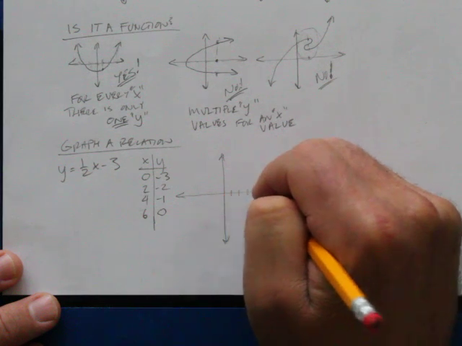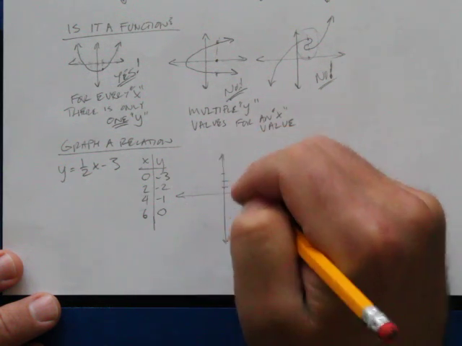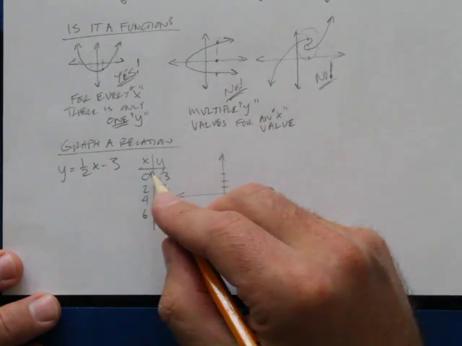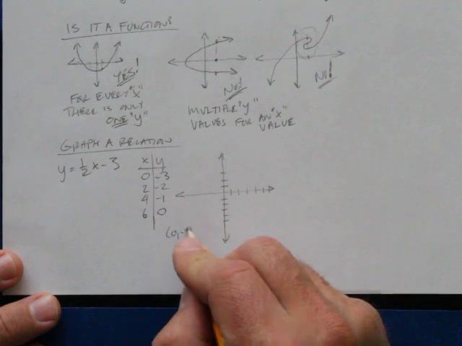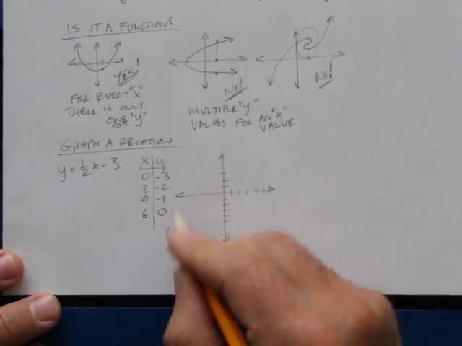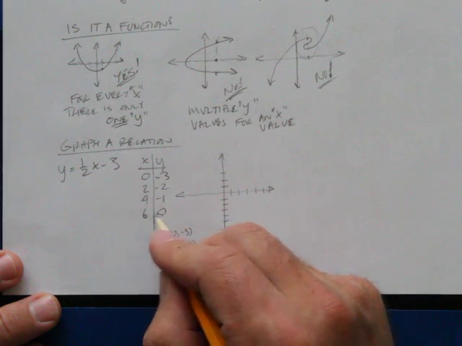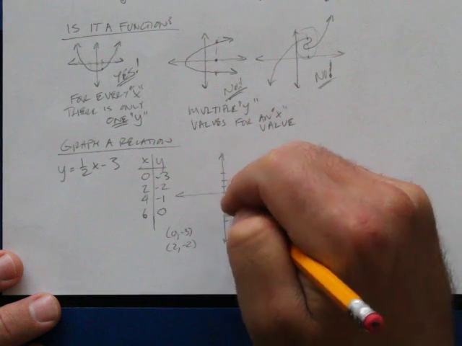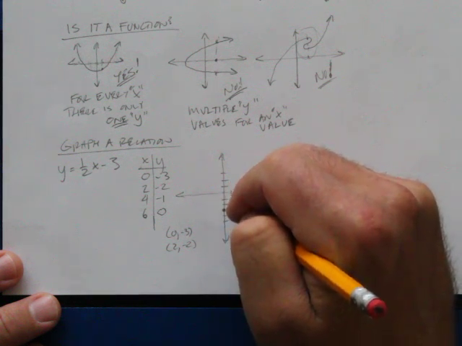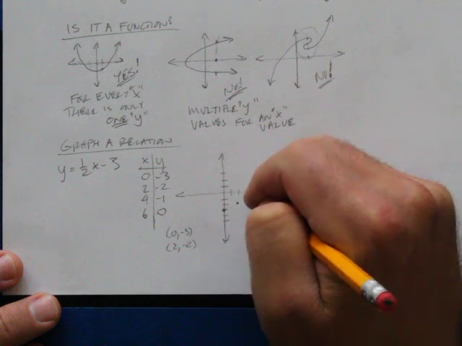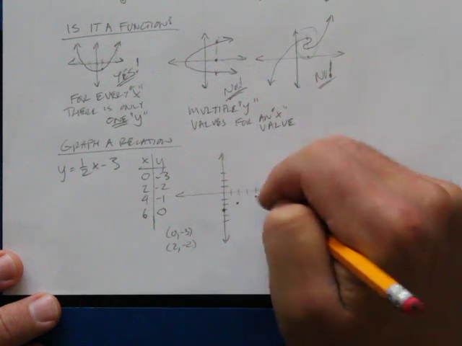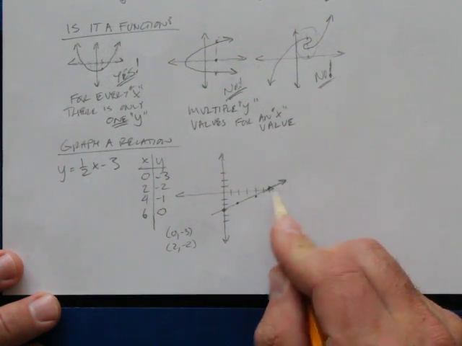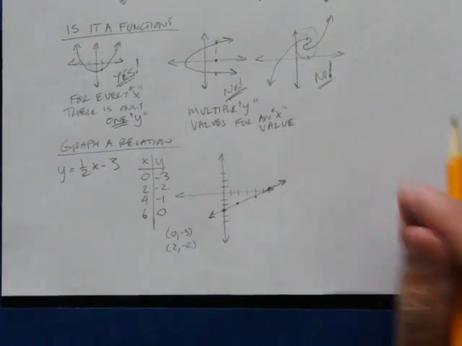1, 2, 3, 4, 5, 6. All right. And so when x is 0, so these are all points. 0, -3, 2, -2, and so on, 4, -1, and 6, 0. So 0, -3 is here. 2, -2 is here. 4, -1 is here, and then 6, 0 is here. And then here's my nice straight line. Make sure I put arrows on either side because it's a line. It goes on forever in both directions.